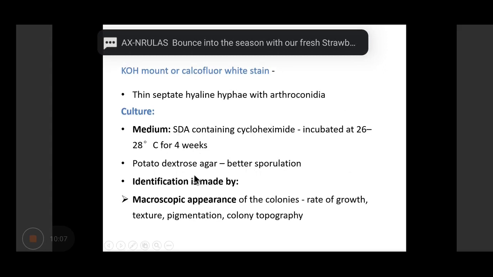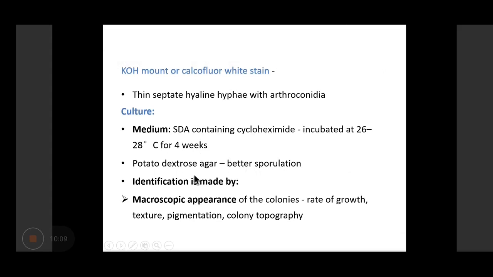You can also use potato dextrose agar. It is another agar which is helpful in sporulation. All fungi produce spores, and we identify them according to the spores and the arrangement and morphology. But sometimes we only find hyphae. In that case, we can use a medium which can make the fungus sporulate. Potato dextrose agar is one such medium which helps in sporulation.